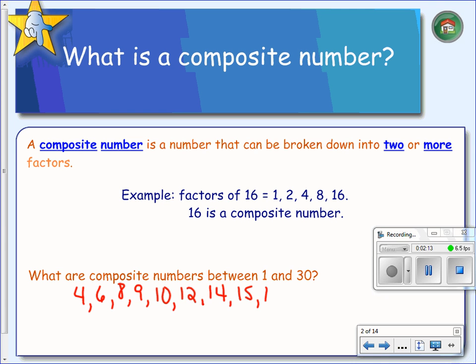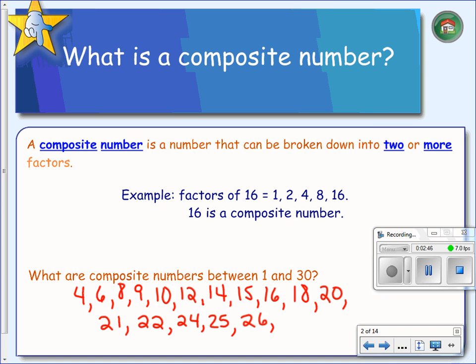16, 17, 18, 19, 20, 21, 22. Because 2 times 11 is 22, 23, 24, 25, 26. It's an even number, so 2 will go into it, so 26 is composite.